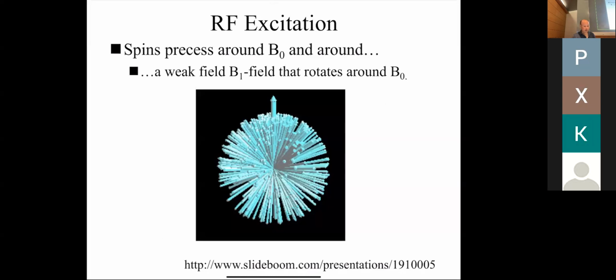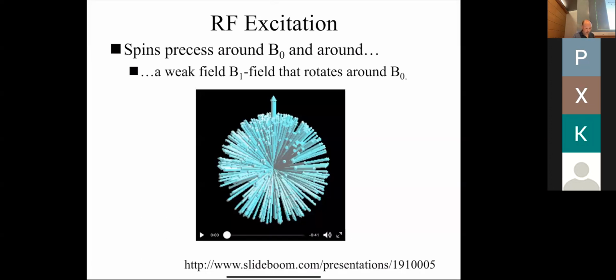So just to remind you, spins precess around B0, and you can use the left-hand rule. If the B0 field is pointing this way, or any B field, the spins will precess the way your fingers go with your left hand. So that's the direction of precession of the spins.